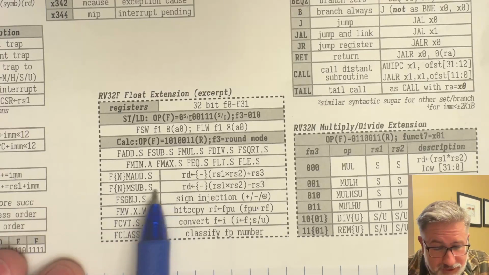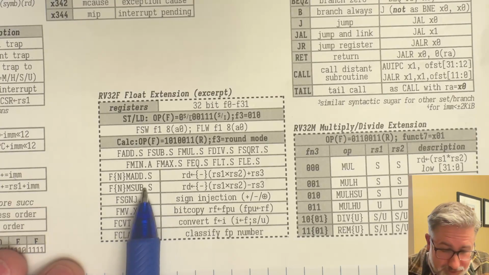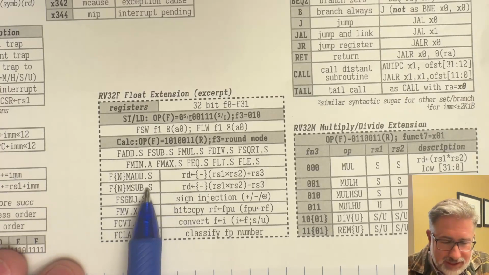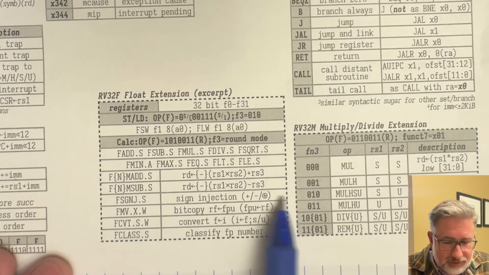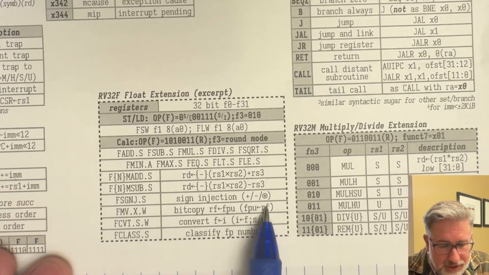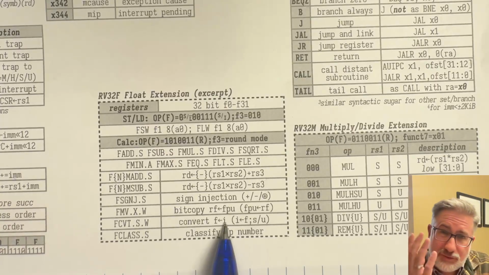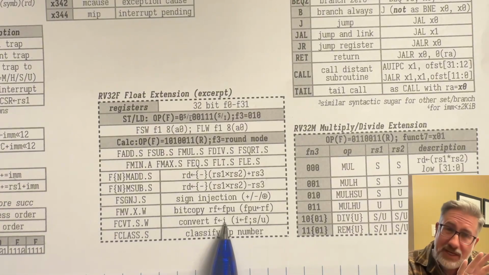And the same with subtract, right? You can have floating point multiply subtract or floating point negate multiply subtract. And then you've got a bunch of other stuff. Sign injection, you've got a bit copy, you've got instructions that convert from floating point to immediate and back.